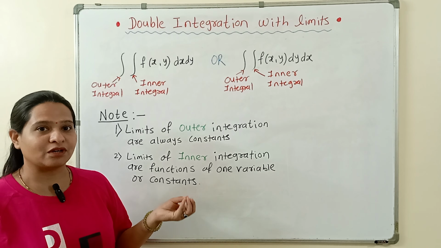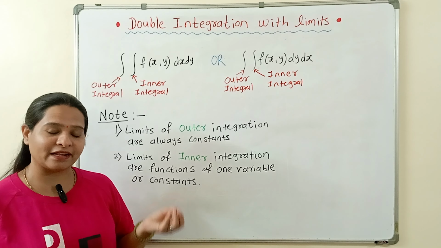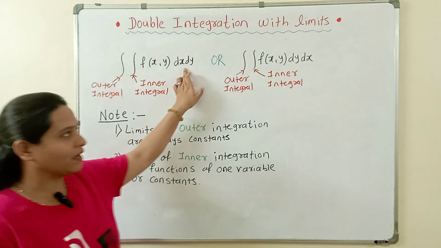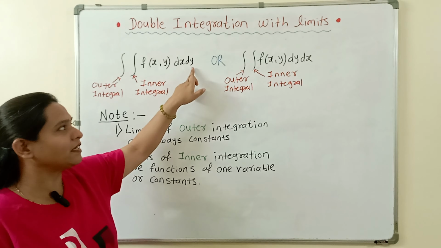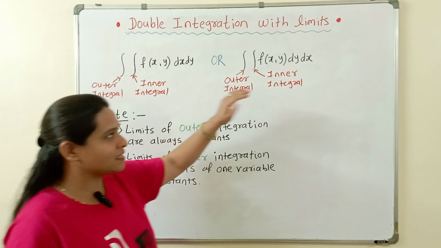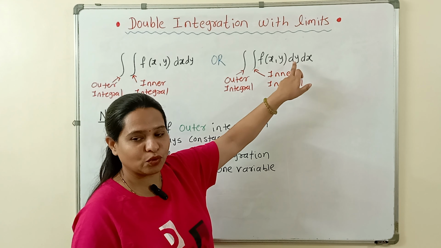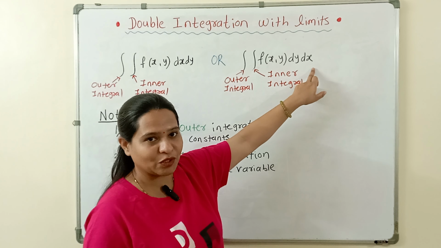When we have to integrate any function using double integration, there are only two orders, that is dx into dy or dy into dx. dx into dy means that first we will integrate with respect to x and then with respect to y. Vice versa, dy into dx means that first we will integrate with respect to y and then with respect to x.